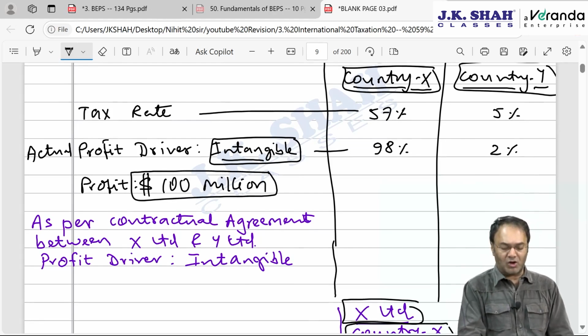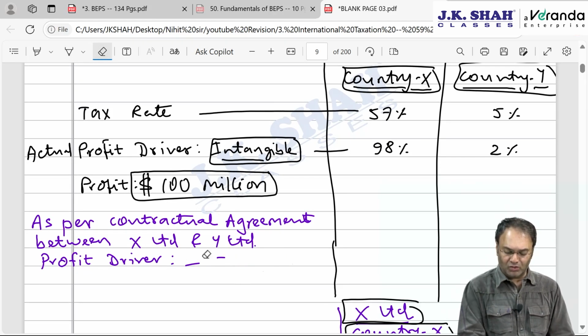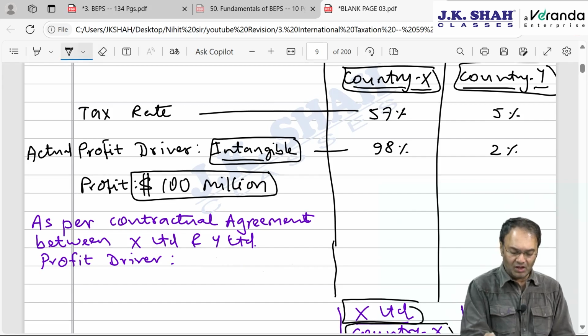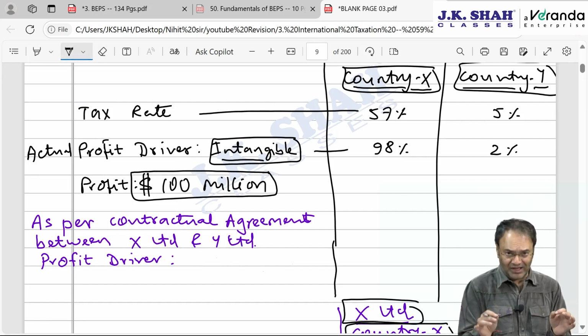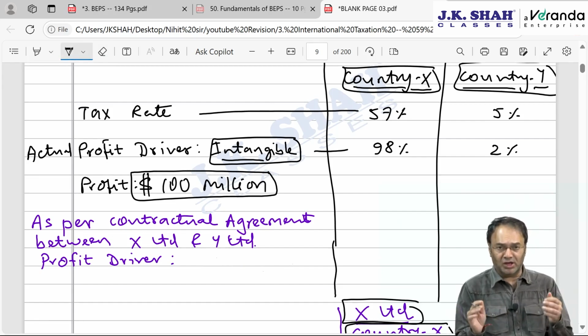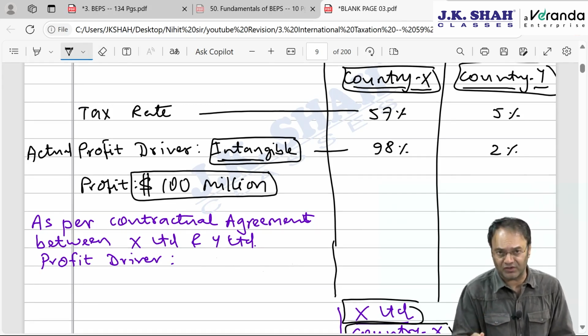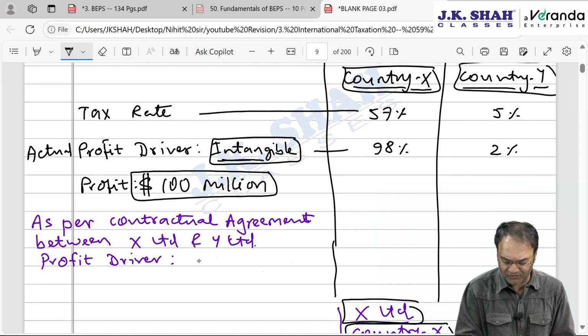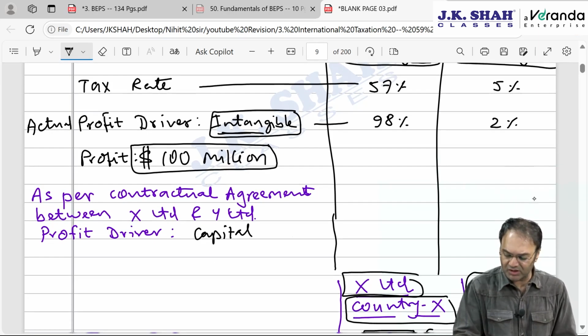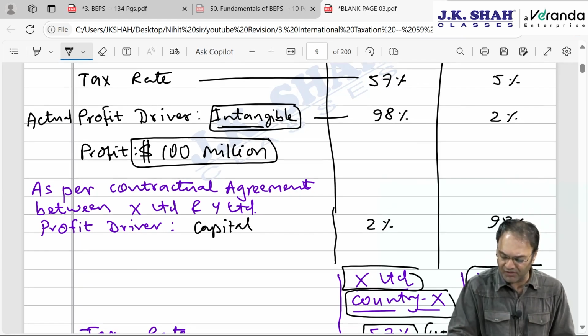But as per contractual agreement between X Limited and Y Limited, they manipulate, they show in books of accounts that the correct profit driver is not intangible. Profits are not driven because of intangible. Profits are driven because of capital. Capital invested is hardly 2% in country X and 98% in country Y.